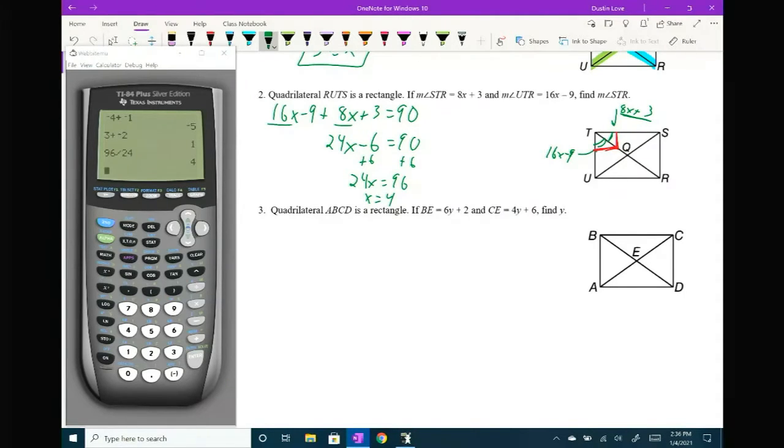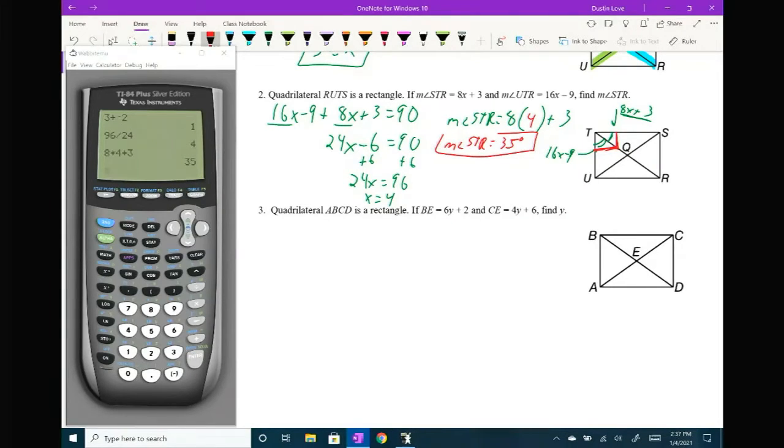Now, don't take the bait and think that you're done, because we want the measure of the entire angle. Measure of angle STR is equal to 8 times x plus 3. Now I replace the x with parentheses because we have to substitute in our 4 there. 8 times 4 plus 3 tells me that the measure of angle STR is equal to 35 degrees.